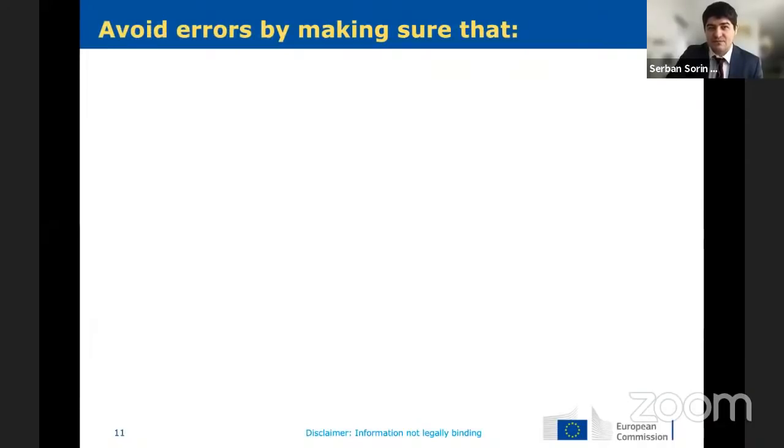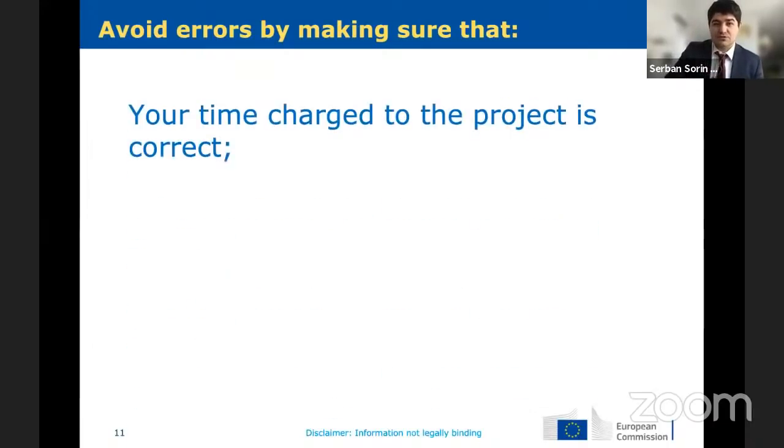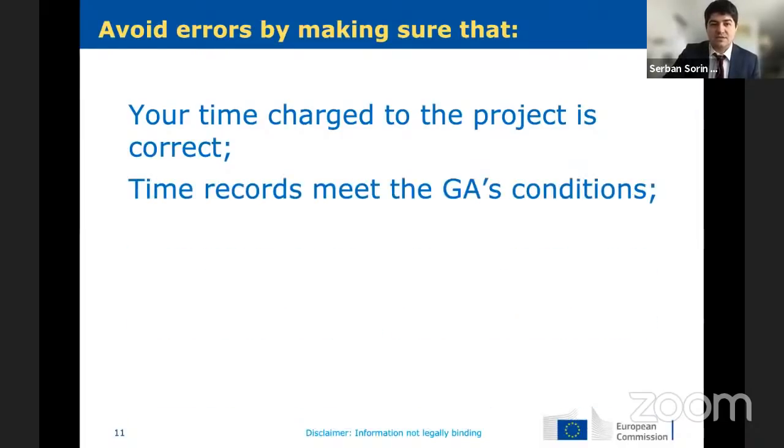So some further small suggestions and hints on how to avoid errors. You should make sure that your time charged to the project is correct. So the number of hours that you will use to multiply with the hourly rate calculated will really be coming from the timesheets, which are reliable and correct. So the time is really equal to the timesheets. The time used for the calculation of personnel cost is the same as in the timesheets. The time records meet the grant agreement's conditions. There are 6 conditions that should be fulfilled, and they meet them.